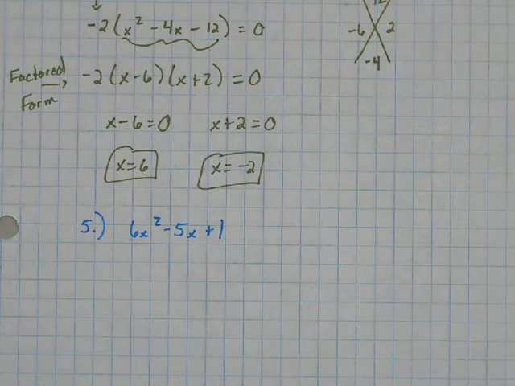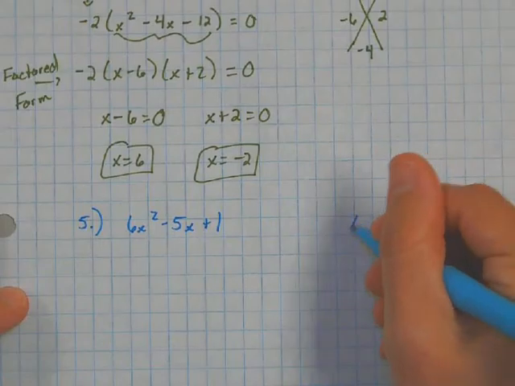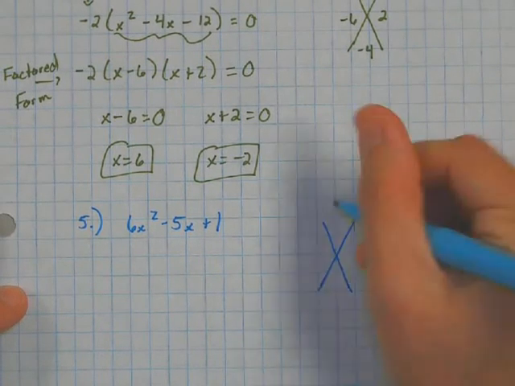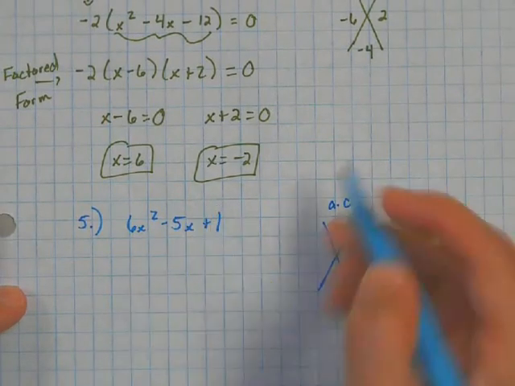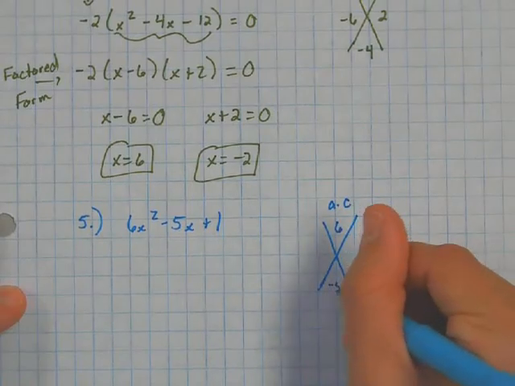My process is still to look for a greatest common factor. Do I have a greatest common factor? No, I don't. So I'm going to come over here and start my big X, and I'm going to do a times c. In this case, the a is the 6 and the c is a 1. So what multiplies to give me 6 and adds to give me negative 5?